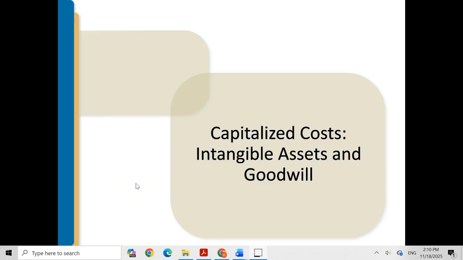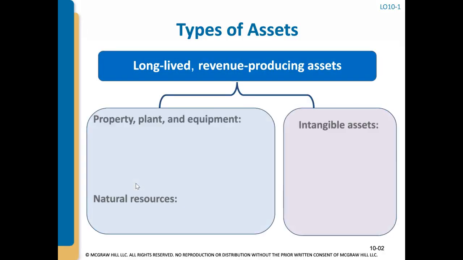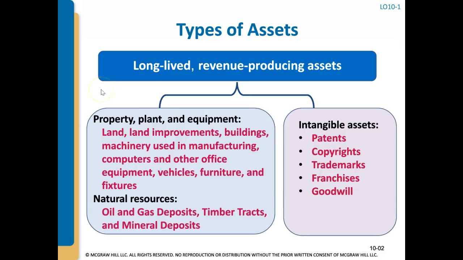Hello. In this video, we'll be going over capitalized costs for intangible assets, including goodwill. We've seen this slide before about the different categories for long-term assets that help produce revenue. And they are the property, plant, and equipment, typically called PP&E, and natural resources. These two categories are covered each in individual videos. In this video, we'll be talking about intangible assets, such as patents, copyrights, trademarks, franchises, and goodwill.